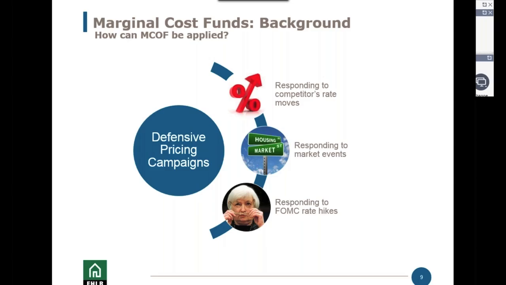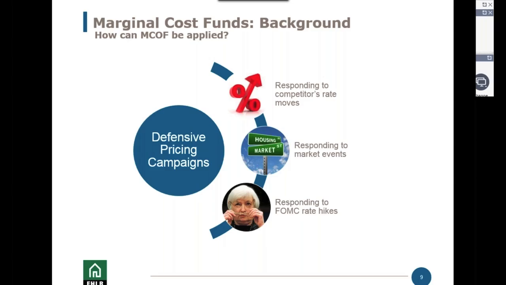These are campaigns where you are the prey in the predator-prey relationship. Someone is coming at your customers by offering perhaps a new product, offering CD specials, offering high-rate checking, trying to get to your low-cost sorts of funding.